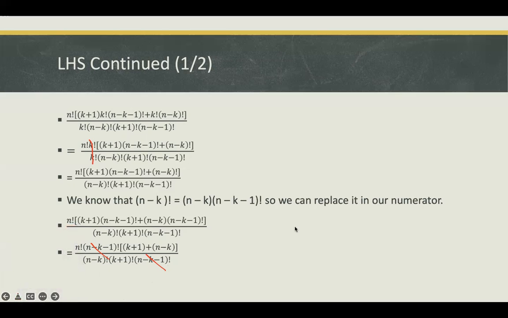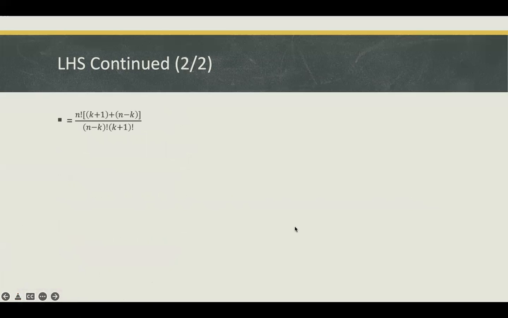So going back over here, we're left with a more simplified expression of n! times [(k + 1) + (n − k)] over (n − k)! times (k + 1)!, as this is our new simplified denominator. Now, that k + 1 plus the n − k inside the numerator, inside the bracket, can be combined. So we're left with n! times [(k + 1) + (n − k)] in brackets over (n − k)! times (k + 1)!.